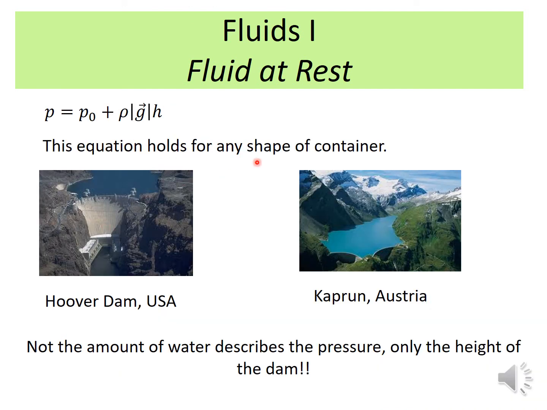So this equation holds for any shape of any container. That means when we have a look at Hoover Dam or the Kaprun dams in Austria, it's not the amount of water stored behind these dams. It's only the height of the dam which describes the pressure down here at the bottom of the dams. So this is very important. It's not how much water is behind there. It's just how high the dam is. So in order to build a dam, you only need to know how high it's supposed to be in order to calculate stability criteria, and not how much water is actually being stored behind it.